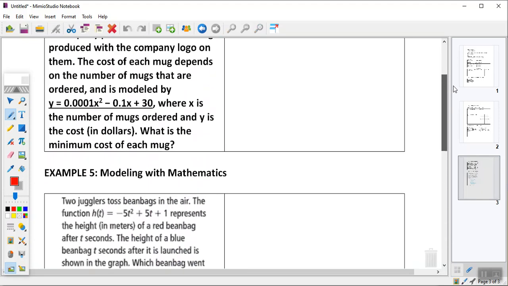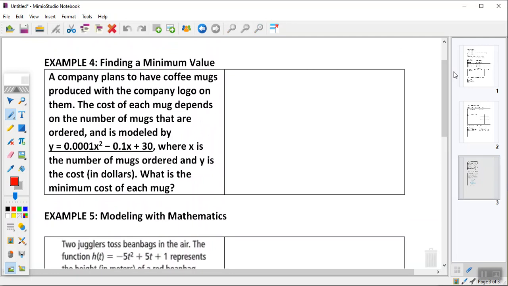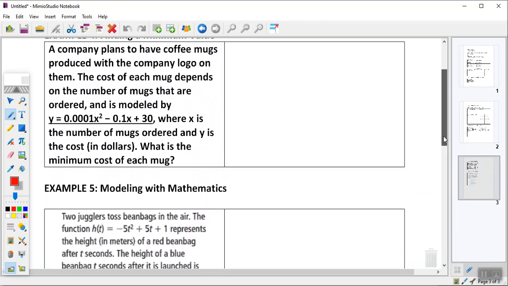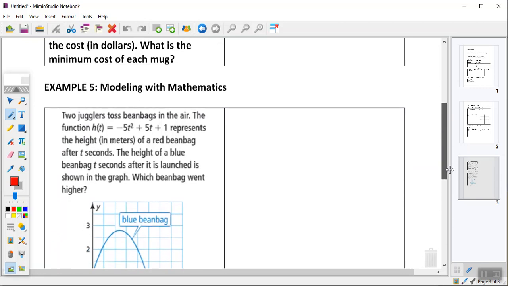So we did get through this one right here. What do we have for a cost of $5 a month? $5 for the minimum value of the mug? Very good. All right, well, let's talk here. Example 5 then.